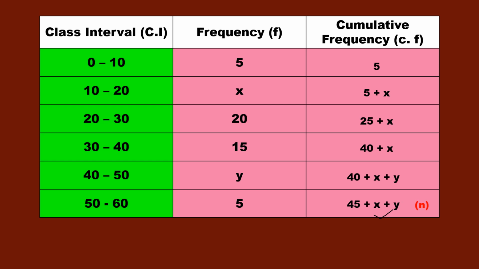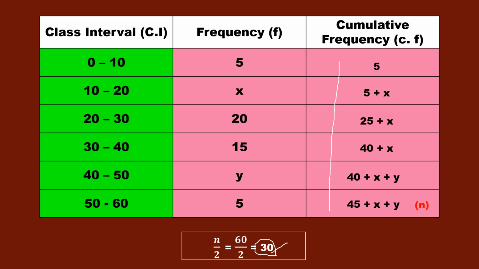Here we cannot do n by 2 using this one because we have x and y values. But in the given question, n is 60, so we can do n by 2 as 60 by 2, which is 30. Regularly, we will see in this CF the first value which exceeds this 30, and the corresponding class interval will be taken as the median class. But here we cannot use the next value after 30 from this CF, because here it is 40 plus x, which means it can be more. 30 plus x can also be more, and this can also be more.